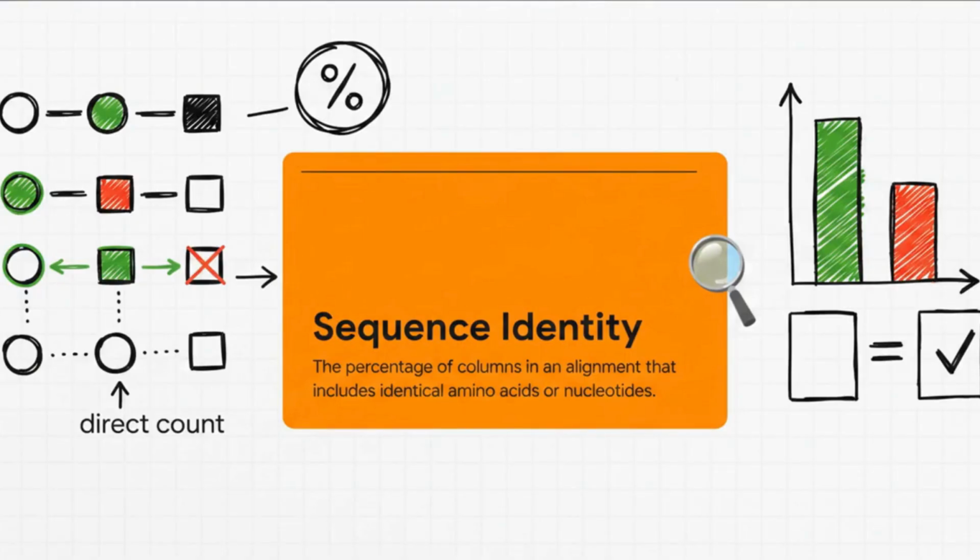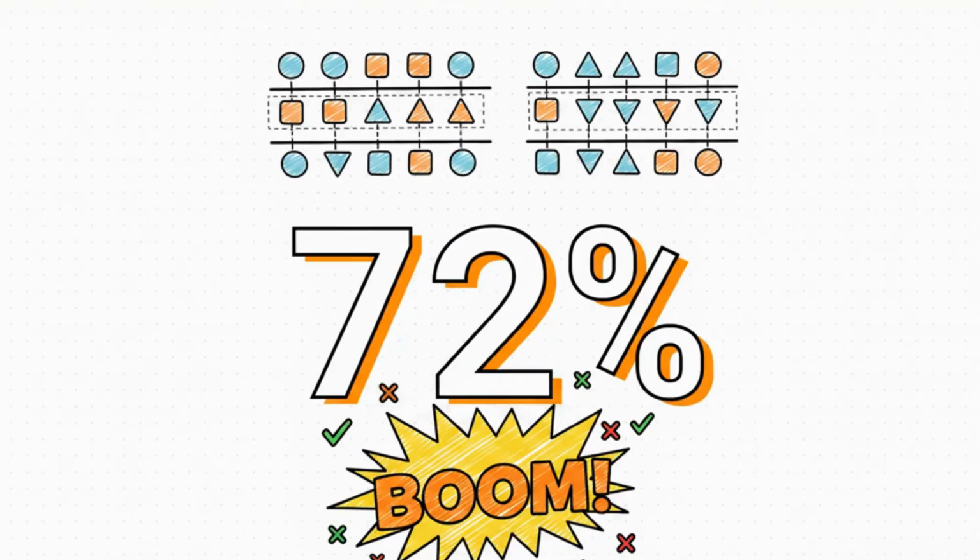All right, sequence identity. This one is super simple. It is literally just the percentage of spots in your alignment that are an exact, perfect match. That's it. It's a straight-up number, totally objective, totally measurable. So let's say you've got two sequences. They're 100 amino acids long. You line them up, and 72 of those positions match perfectly. Boom, you've got 72% sequence identity. Yep, it's really that simple.